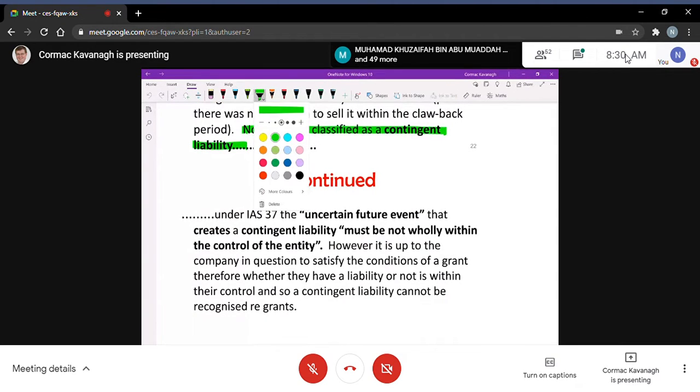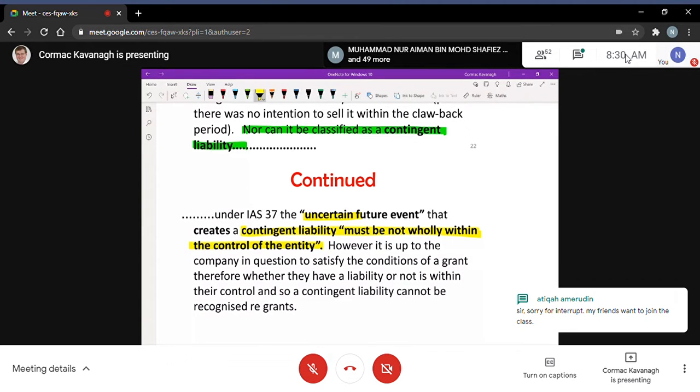The reason here that the contingent liability definition is not satisfied is the uncertainty should not be within the control of the entity. So if the condition, for example, is that I need to increase the number of employees, well, just go and hire more employees. I can satisfy that condition. So that is wholly within the control of the entity. Therefore, it's not an uncertainty. Therefore, it doesn't meet the definition of a contingent liability.